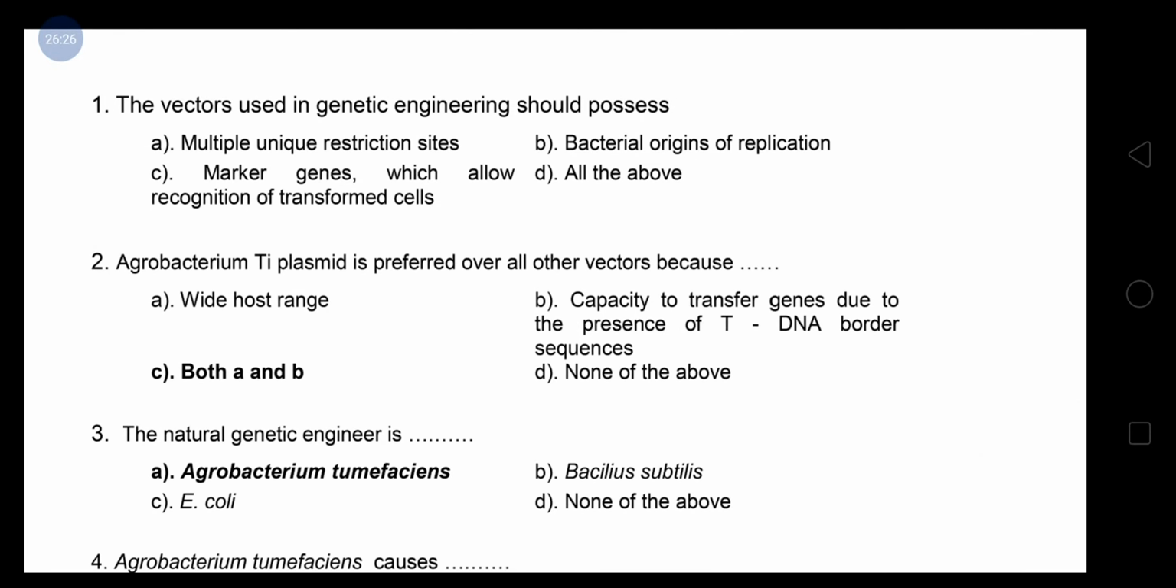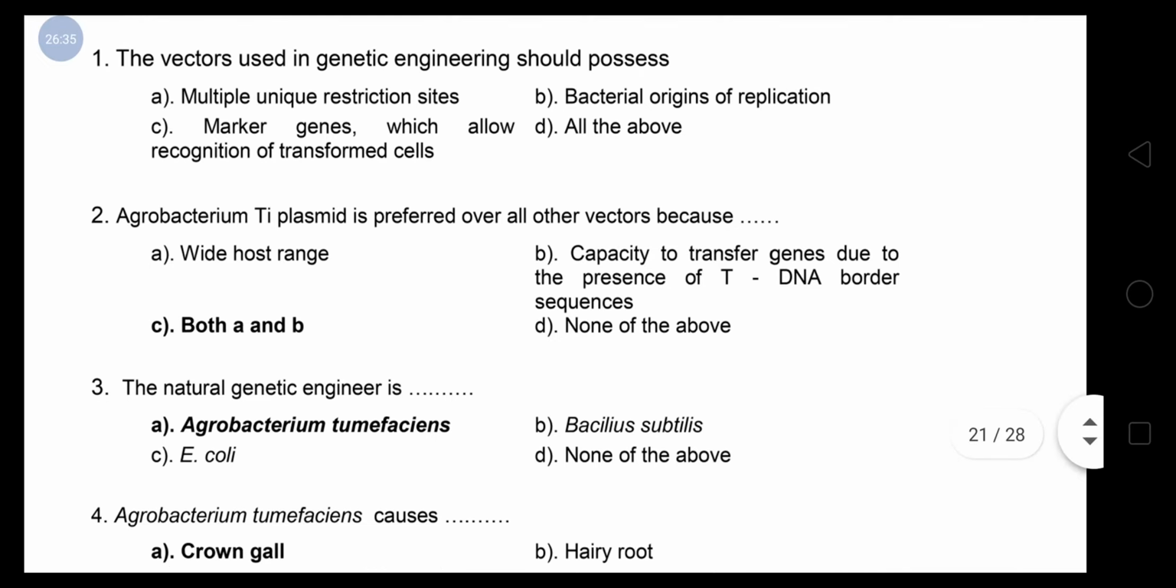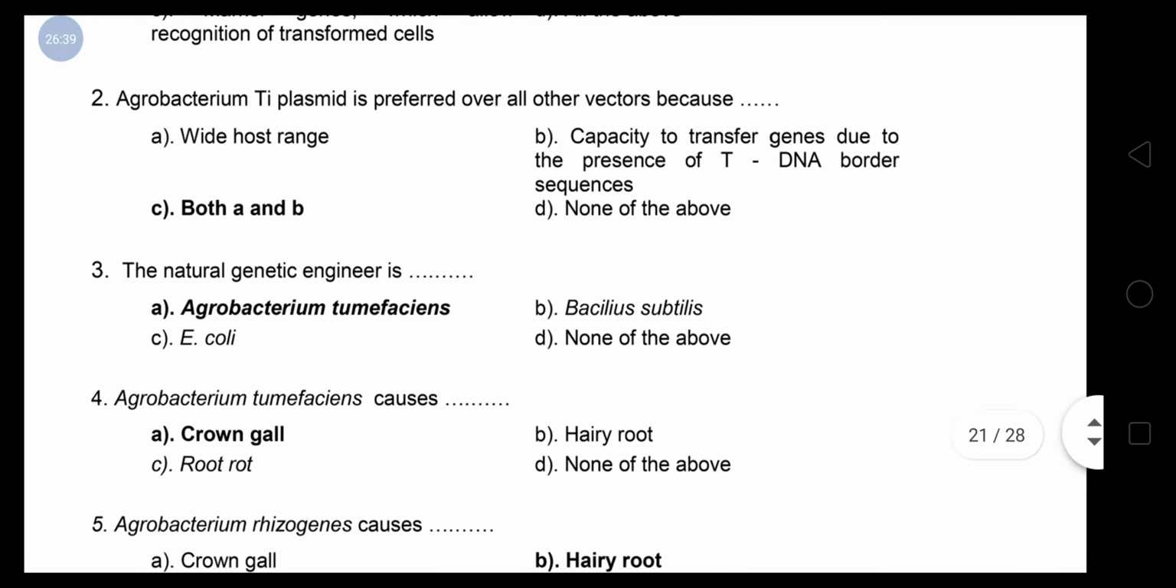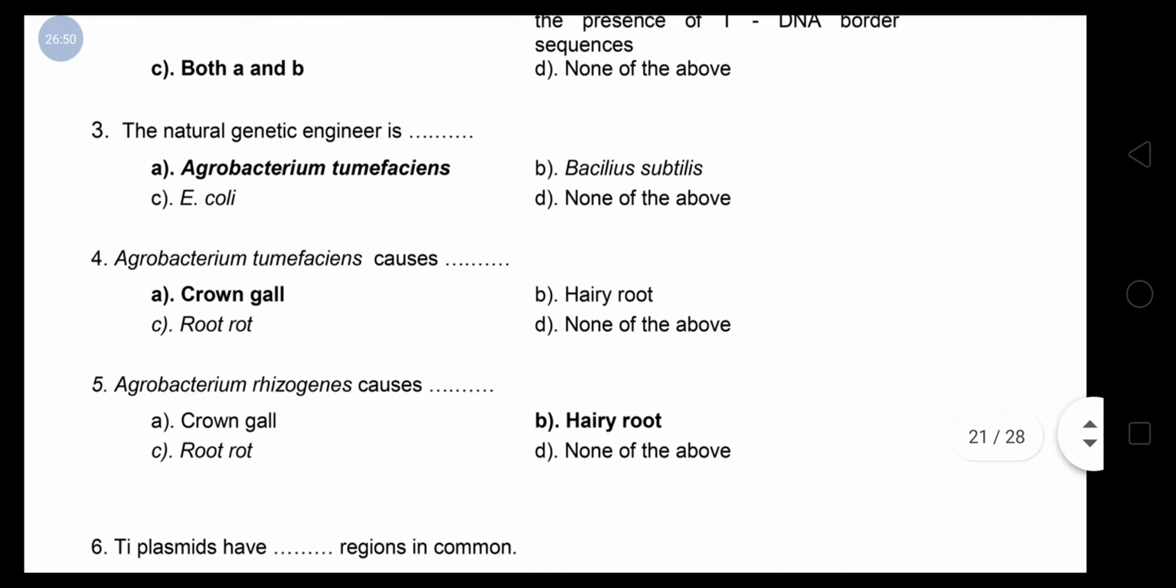Vectors used in genetic engineering should possess characters like multiple unique restriction sites, bacterial origins of replication, and a marker gene which allows recognition of transformed cells. The Agrobacterium Ti plasmid is preferred over all the other vectors because of its wide host range and capacity to transfer genes, due to the presence of T-DNA border sequences.